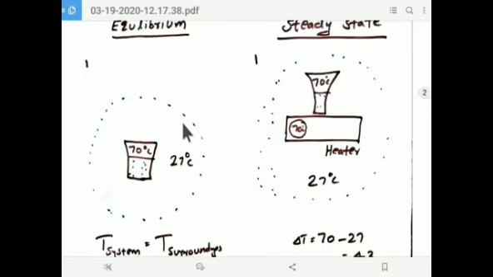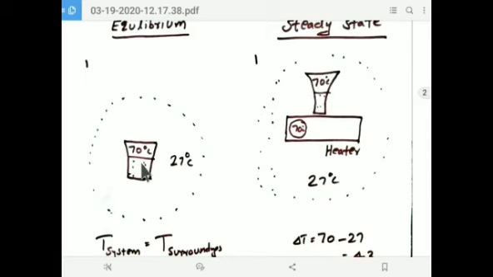So what is a thermal reservoir? A thermal reservoir can absorb or reject heat, but we cannot see any change in its temperature. The temperature will be constant. So the surroundings is a thermal reservoir at 27 degrees Celsius. The system temperature is 70, the surrounding temperature is 27.